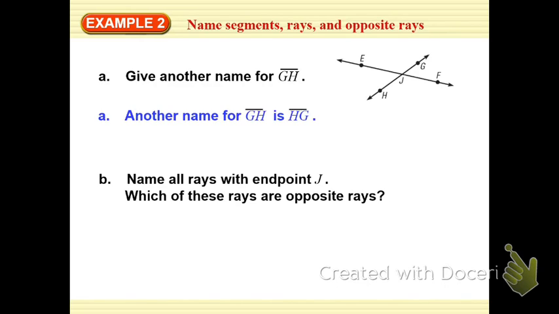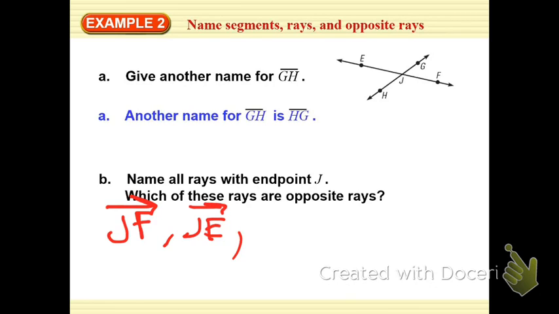Name all the rays with endpoint J. Which of these rays are opposite rays? So give me one ray with the endpoint J. Okay, go ahead. JF. Okay, JF. So I'd write it J, F, and J is the starting point, so we put the arrow over it, F comes second. Give me another one. JE. Okay, so we have JE would be another one.